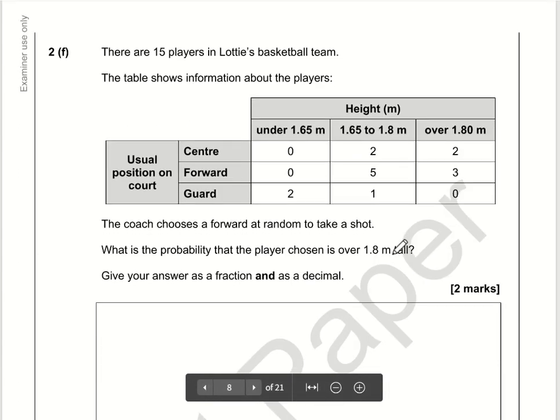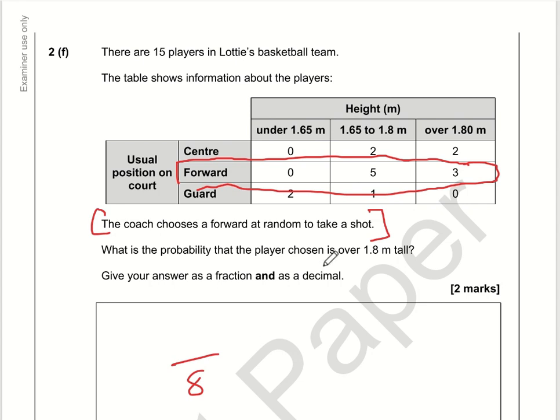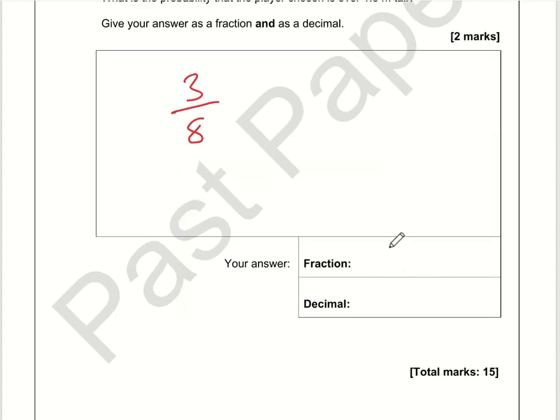Okay, question F. So the key sentence here is the coach chooses a forward at random. So we're only interested in the forwards. Out of these forwards, how many forwards are there? Well, there are 8 in total. Out of the 8, how many are over 1.8 metres tall? Well, that is 3. So that is the probability, 3/8, and that is the answer, obviously, as a fraction.